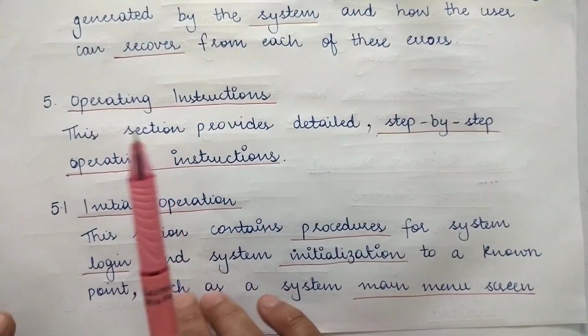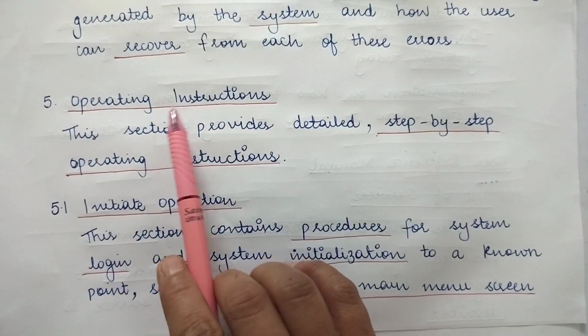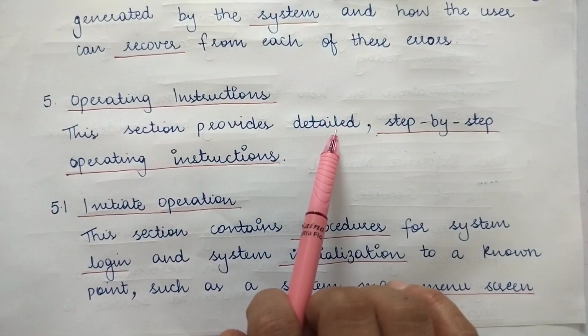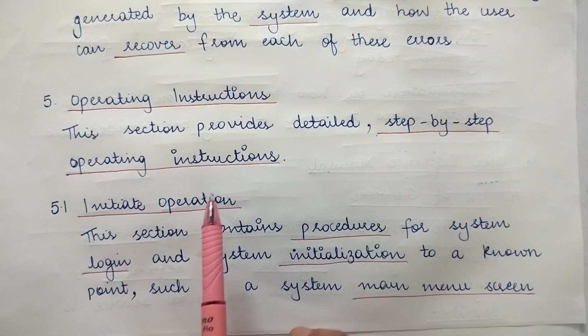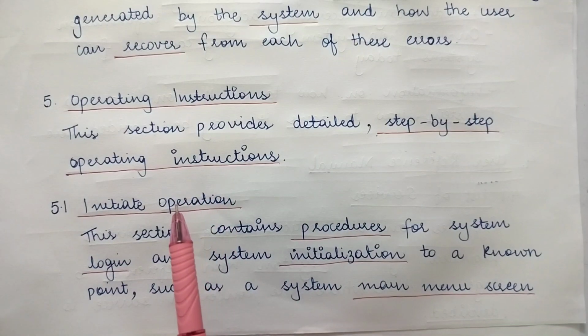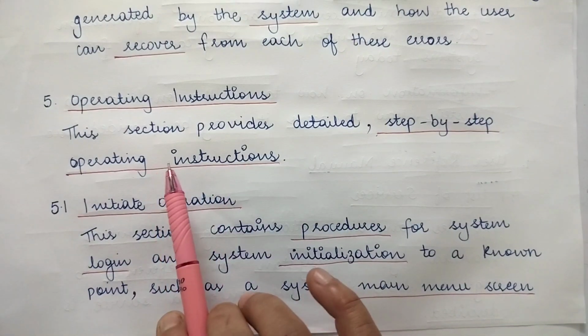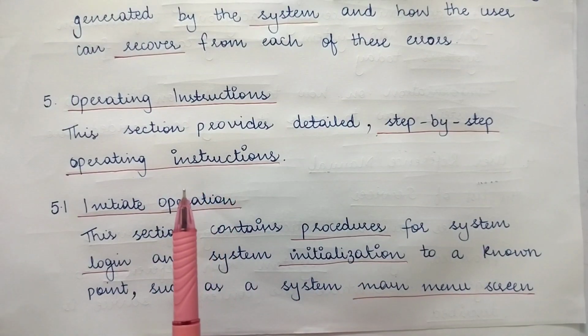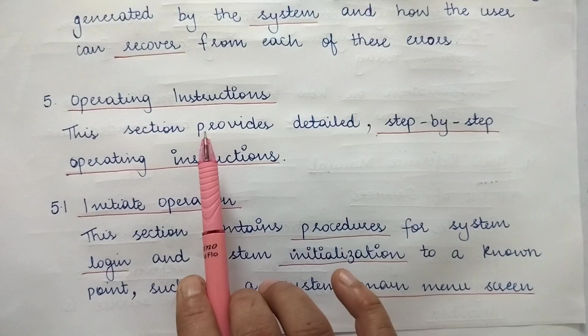Next section is your operating instructions. Now this section basically provides detailed step-by-step operating instructions. In detail, in various steps, it is described how you can operate the system. That means the operating instructions are provided to the user in this particular section.